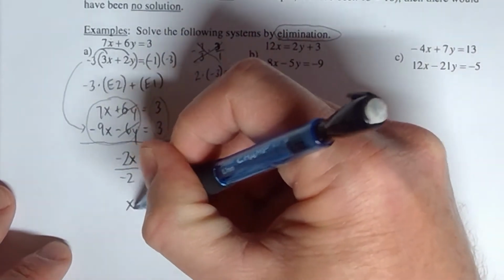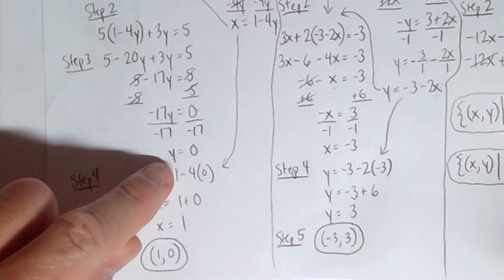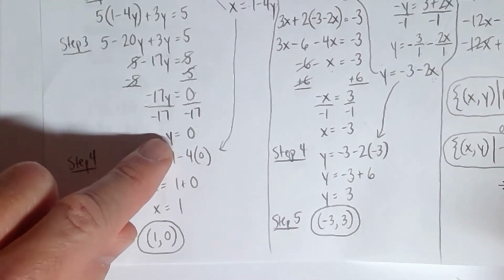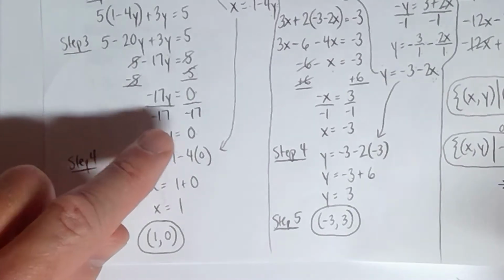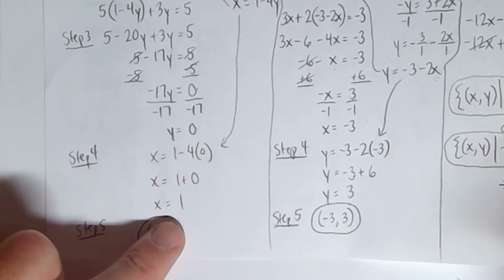So we get what? We get negative 3, don't we? Again, just like in the last section here, after you figure out what one of the variables is equal to, okay, it doesn't have to always be x, it could be y that comes first sometimes, but what you do is you go back and you plug it back in to figure out what the other variable is.